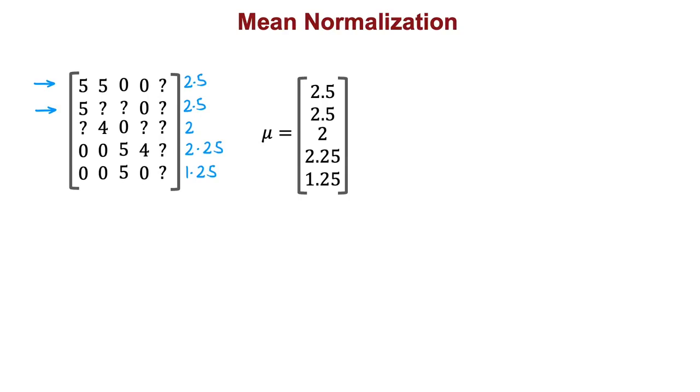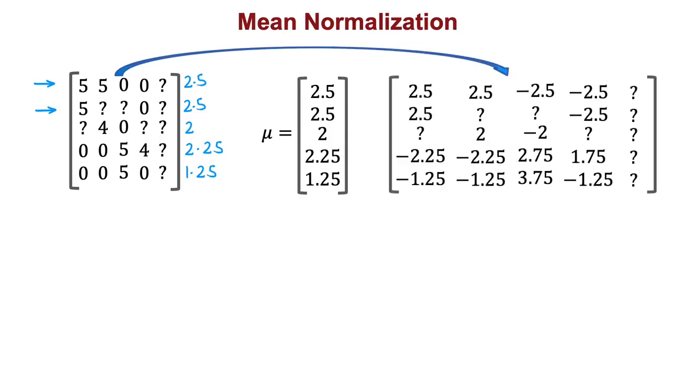Instead of using these original 0 to 5 star ratings over here, I'm going to take this and subtract from every rating the mean rating that it was given. So, for example, this movie rating was 5. I'm going to subtract 2.5, giving me 2.5 over here. This movie had a 0 star rating.